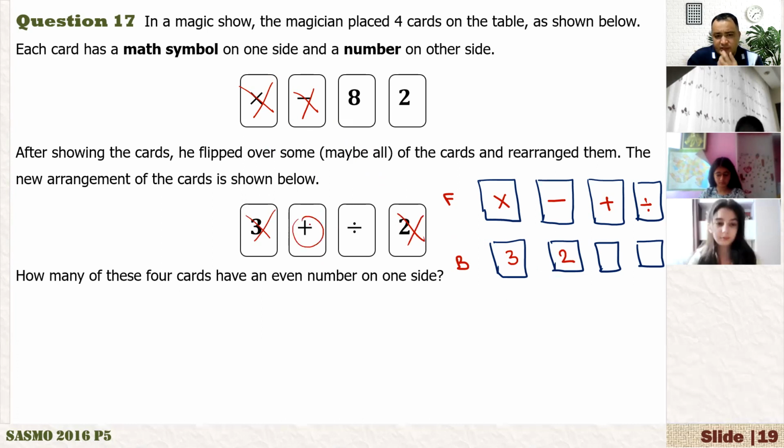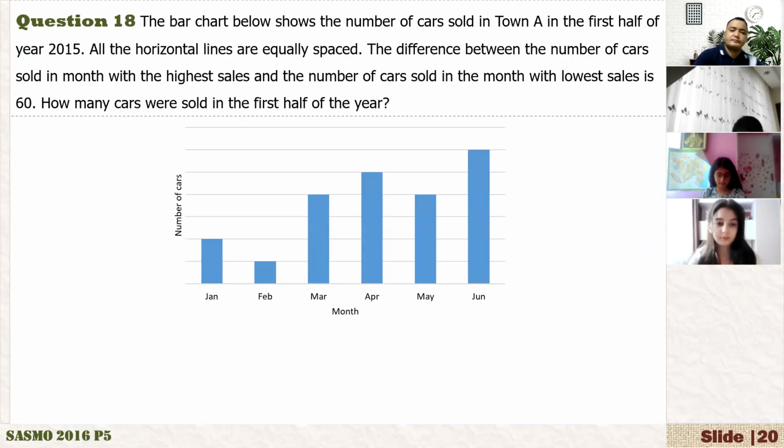And how about this addition and the division? It must be then 8 and 2, right? So at the time, how many of these numbers are even? That is 2, 8, and 2. We have 3 even numbers. So how many of these 4 cards have an even number? Because it's not asking how many even numbers. They're asking how many of these 4 cards have an even number on one side. So the answer is 3. Okay. Next question. Leila, read the question.